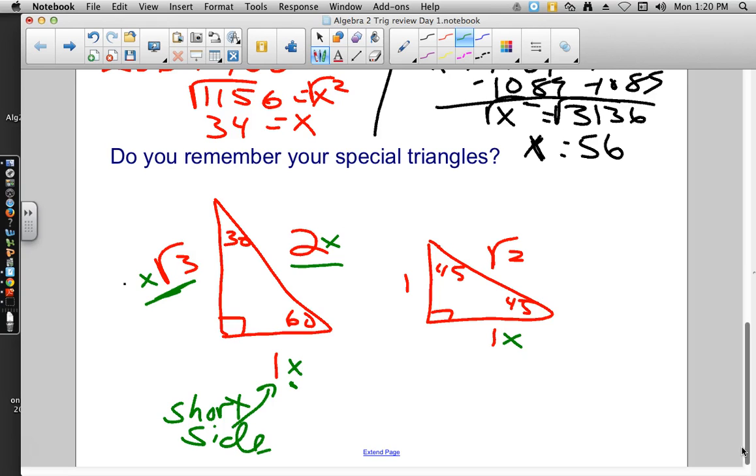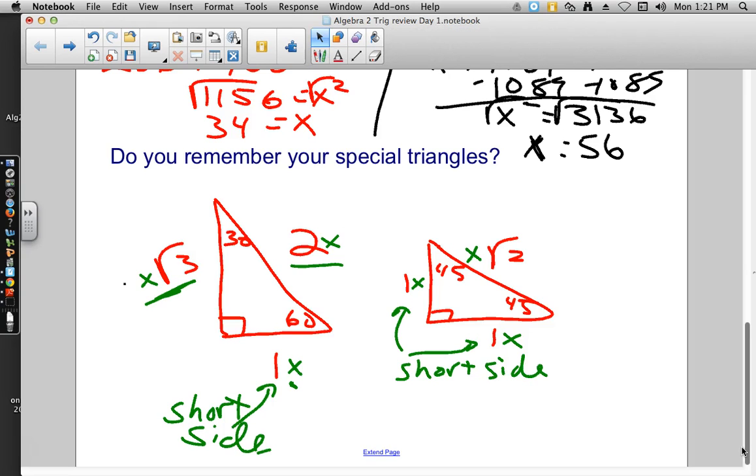Same thing with the 45, 45, 90. We can put some X's in here and realize that, again, we want one of these short sides. If they give us a short side, then we can use the relationship between the side lengths of a 45, 45, 90 to get the hypotenuse. So those are going to be isosceles. They will have two sides that are exactly the same, and that's because we have the base angles that are the same. So our base angles theorem tells us that both sides will be the same.